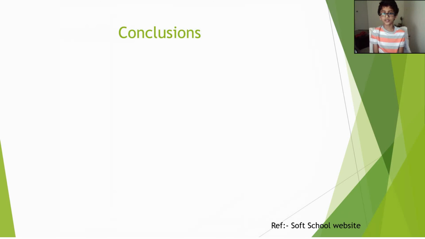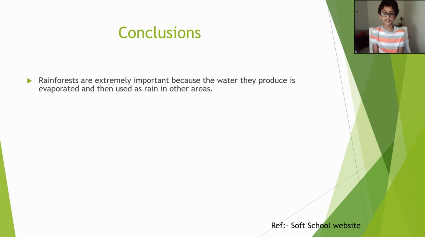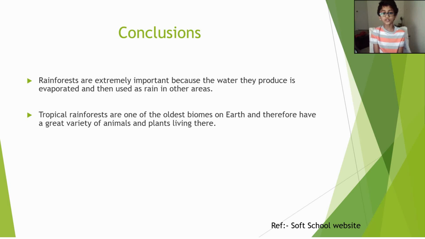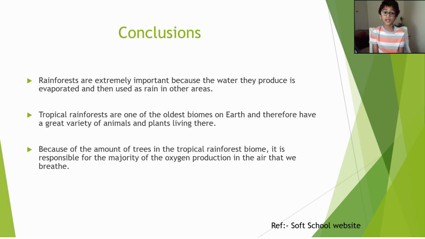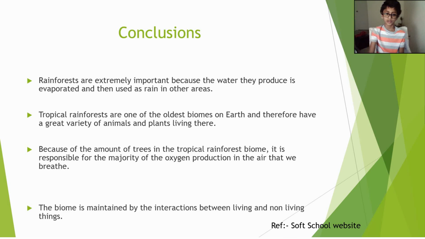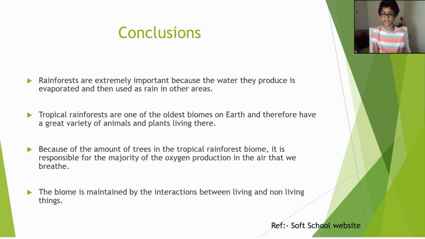So here are the conclusions, a few take-home facts. First is that rainforests are extremely important because the water they produce is evaporated and then used as rain in other areas, like here. Tropical rainforests are one of the oldest biomes on Earth, which means they have a great variety of plants and animals living there. And because of the amount of trees, there's a lot of oxygen production in the air. And the biome is maintained by interactions between living and non-living things, which supports the biome.